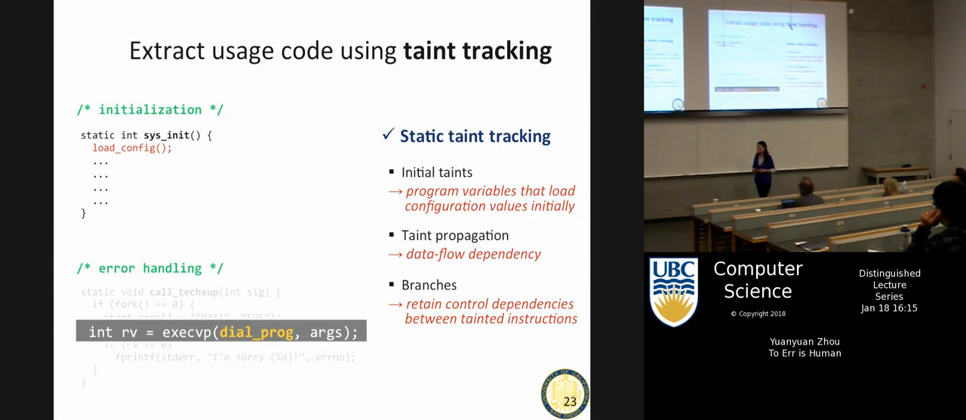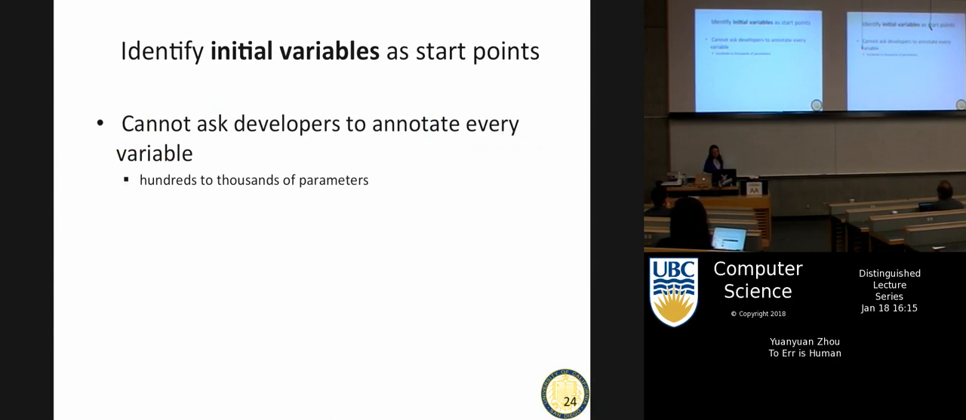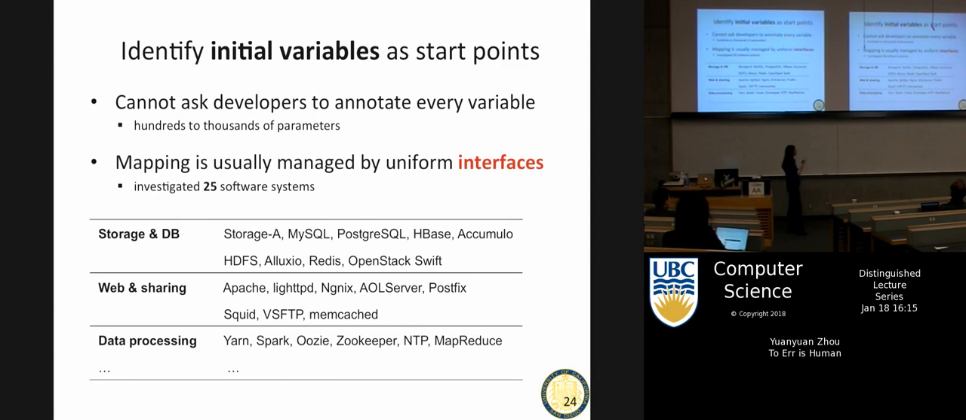So then another question is how do you know which variables in the code are related to configuration parameters? You cannot have a developer annotate everything. So we looked at 25 software systems, and interestingly, we were actually surprised: the way they read a configuration parameter into a variable pretty much follows only three patterns.